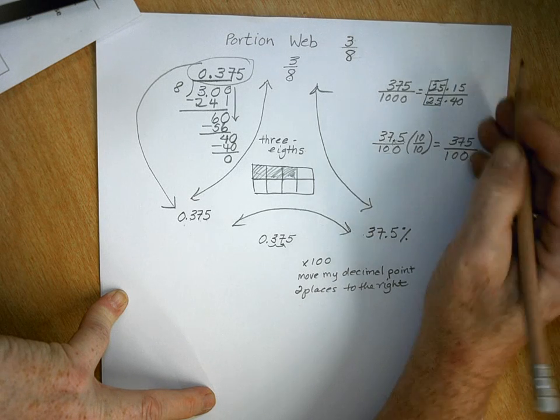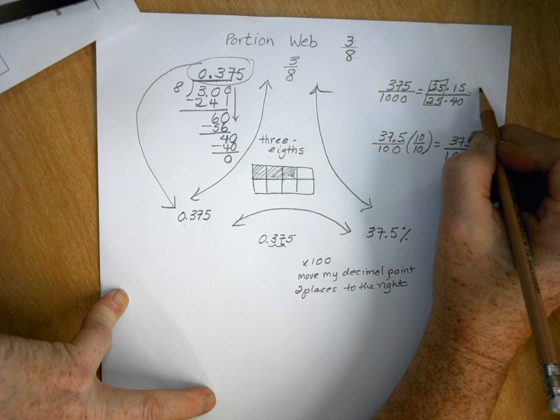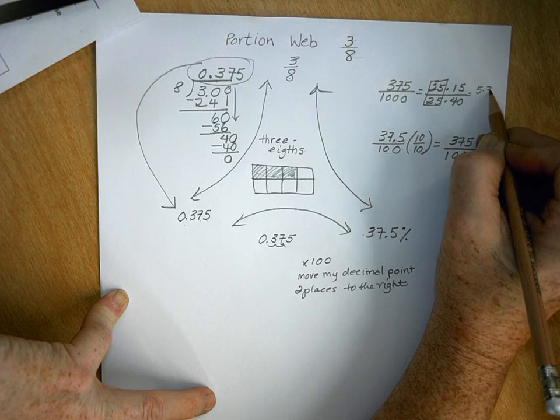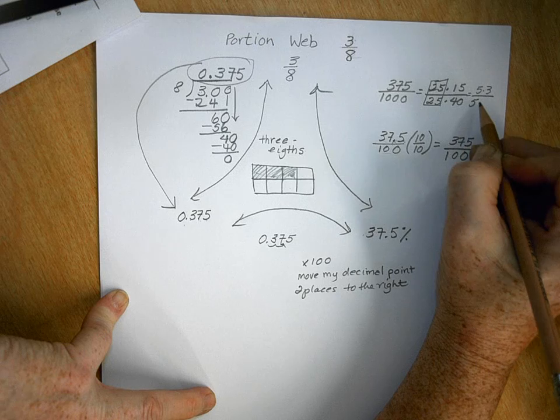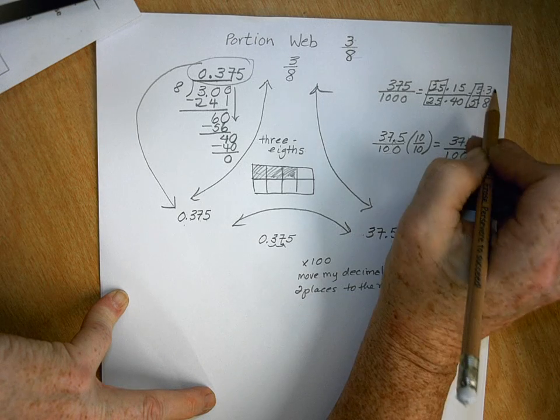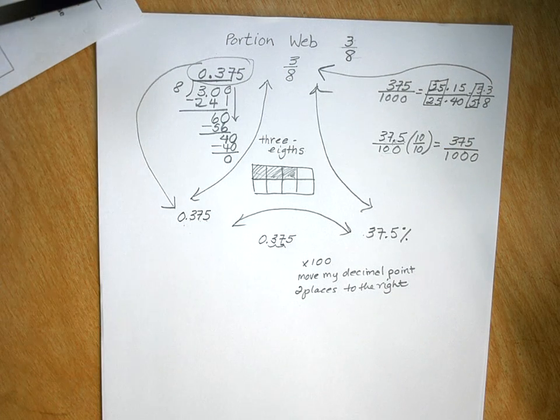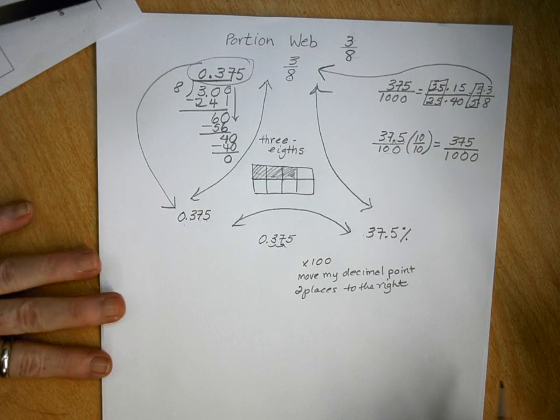It factors out. Now I can further simplify 15 over 40. That would be the same as 5 times 3 and 5 times 8. There's my giant 1 that I factor out, and notice this fraction is the same. So that's how I do a portions web.